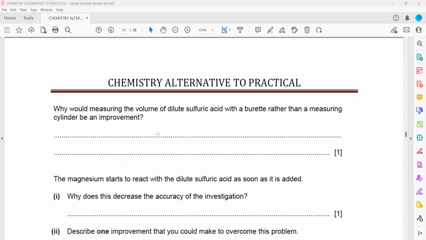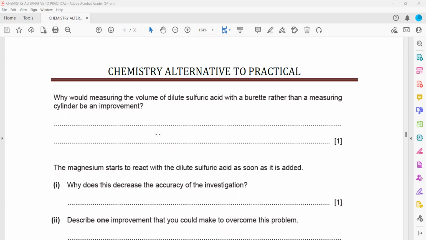Why would measuring a volume of dilute sulfuric acid with a burette, rather than a measuring cylinder, be an improvement? So the same answer here. Why is it an improvement? Because it is more accurate.